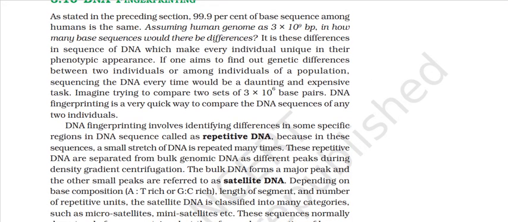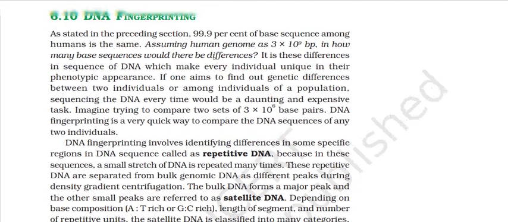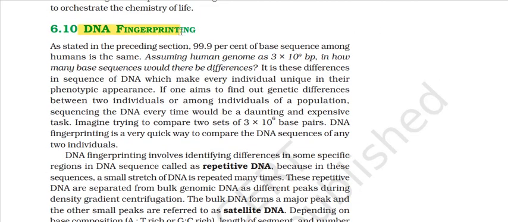Coming to a very important topic, that is DNA fingerprinting. As stated in the preceding section, 99.9% of base sequence among humans is the same. Almost same है. Assuming that human genome is 3 × 10^9 base pairs, how many base sequences would there be differences? It is these differences in sequence of DNA which make every individual unique in their phenotypic appearance. हर किसी की unique phenotypic appearance है क्योंकि हम सब में genetic material differ करता है.